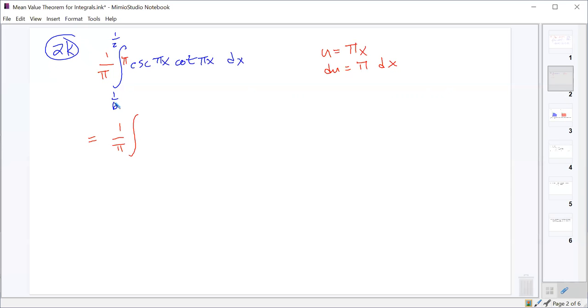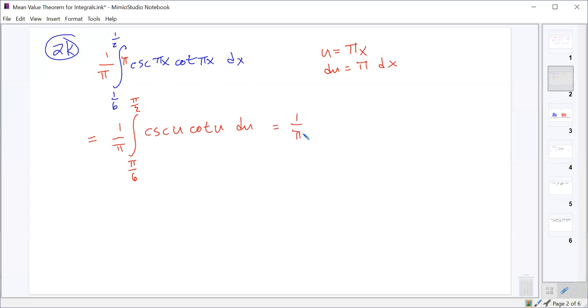And now our lower limit was 1/6, so now it should become pi/6. And our upper limit was 1/2, so now it should become pi over 2. And then the pi dx will become a du. The cosecant pi x will just be cosecant u, cotangent pi x will be cotangent u. And so we have this integral. Everybody good with doing the substitution to turn that into this integral? Yeah. Okay.